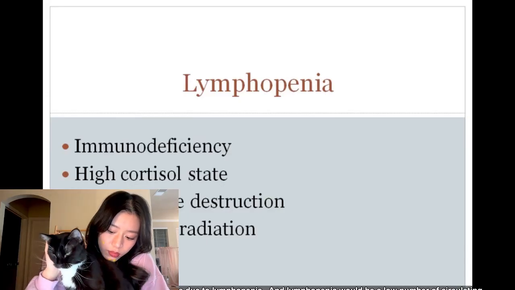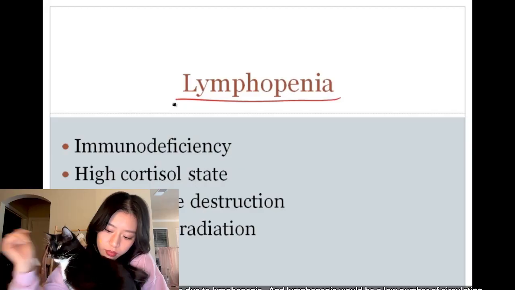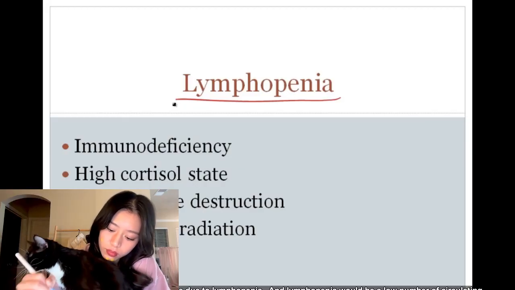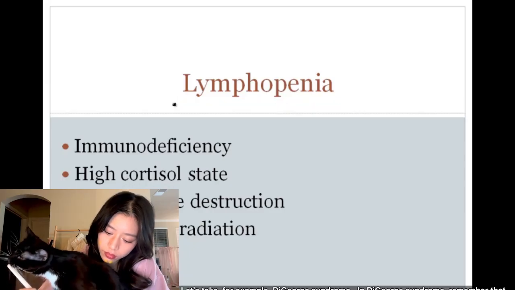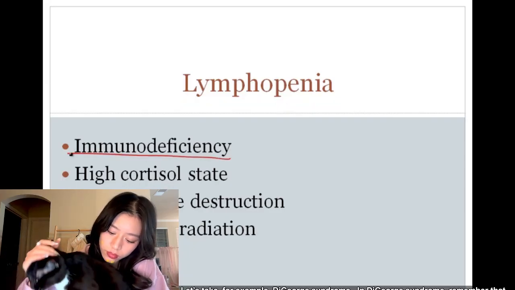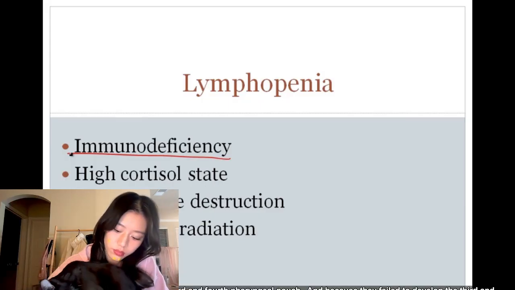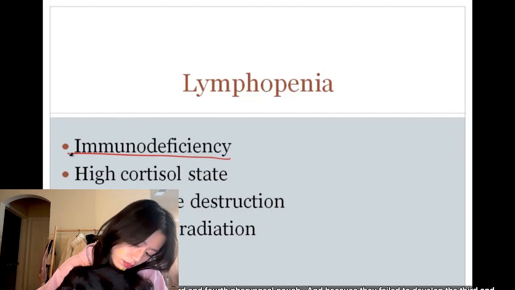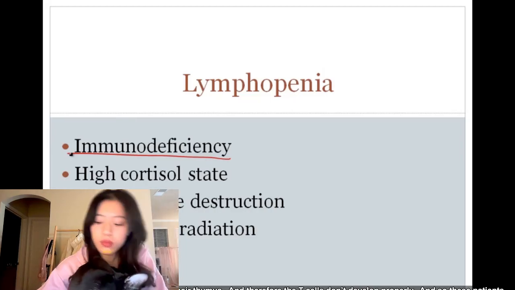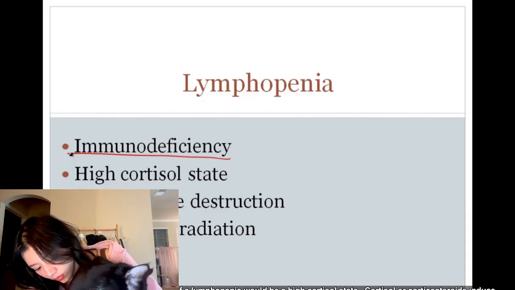Another example of a low white count could be due to lymphopenia, and lymphopenia would be a low number of circulating lymphocytes. Classic causes include immunodeficiency. Let's take, for example, DiGeorge syndrome. In DiGeorge syndrome, remember that the patients have a failure to develop the third and fourth pharyngeal pouch. And because they fail to develop the third and fourth pharyngeal pouch, they fail to develop their thymus, and therefore the T cells don't develop properly. And so these patients can actually have a lymphopenia.